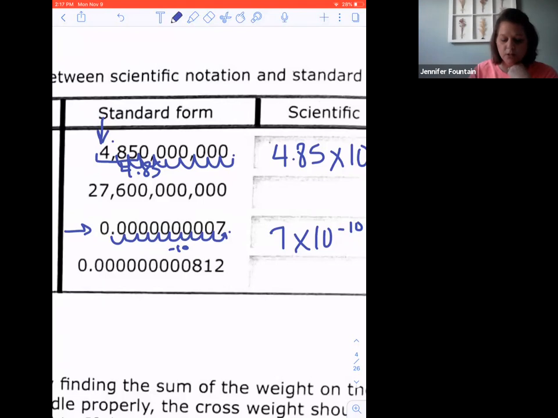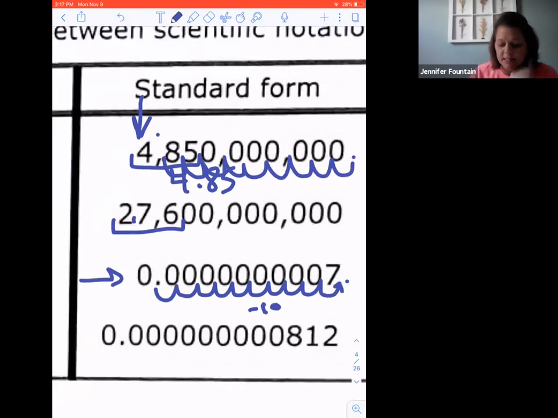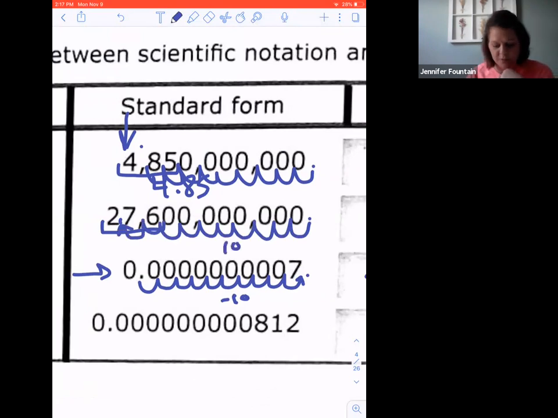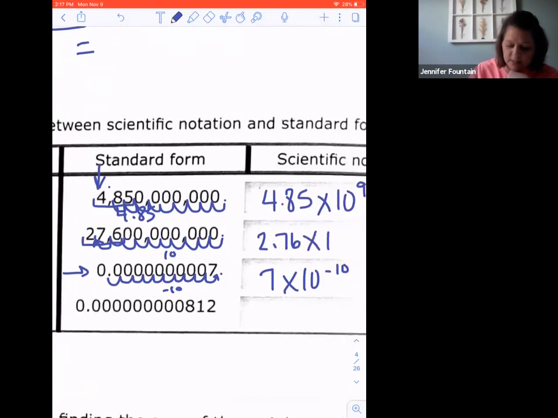All right, so the first one, I'm going to look at my non-zero digits. And I'm going to look to see where I would put my decimal to make it greater than 1, but less than 10. So I know that it's going to go between the 2 and the 7. To get my decimal moved from the very end of my number to between the 2 and 7, I need to move it 1, 2, 3, 4, 5, 6, 7, 8, 9, 10 places to the left. So I have 2.76 times 10 to the 10th power.